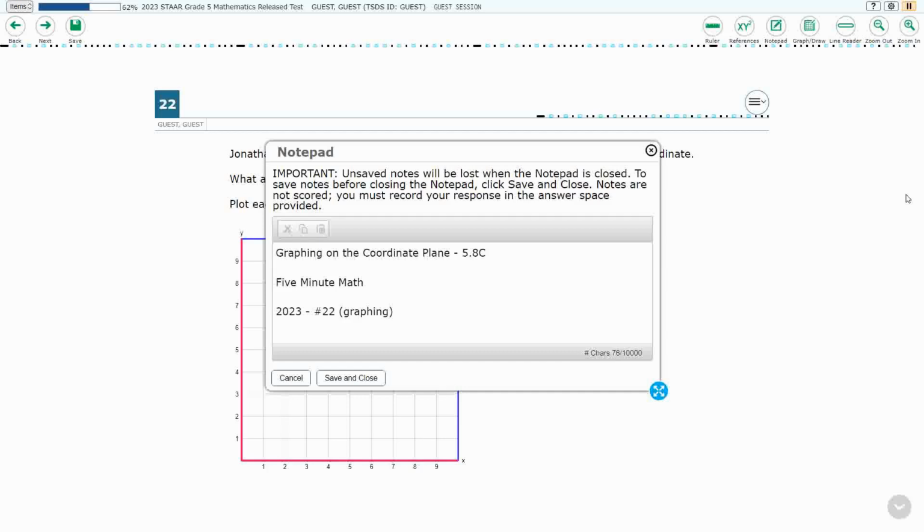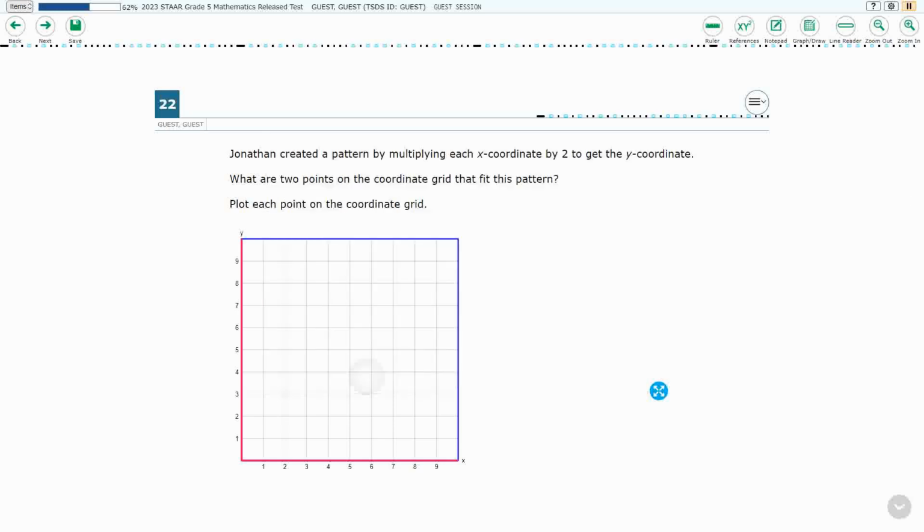Today we are looking at the 5th grade concept of graphing on the coordinate plane. This is standard 5.8c in the great state of Texas, and we are using item number 22, which is a new item type called graphing, of the 2023 released STAAR test. If you haven't done so already, please go ahead and take a moment to pause the video, work this problem out on your own, unpause it, and we will look at our answers together.